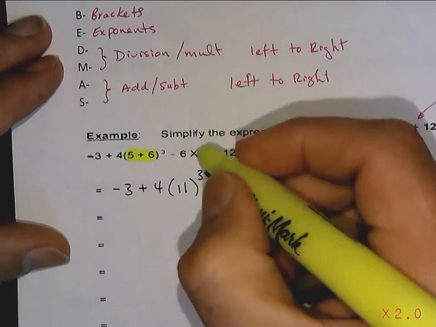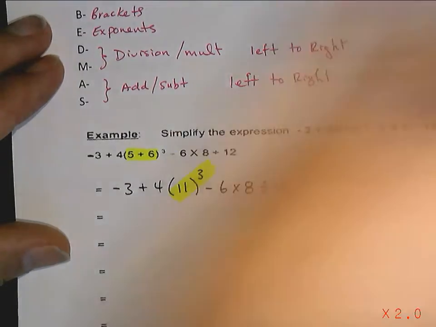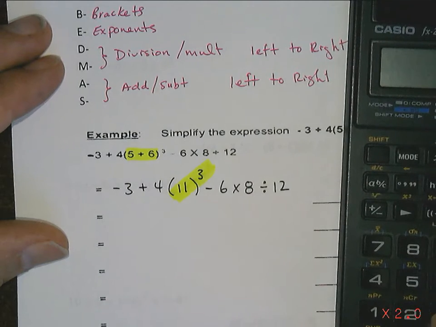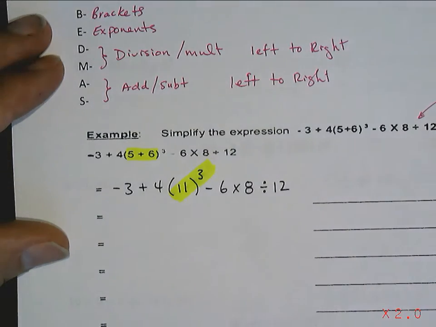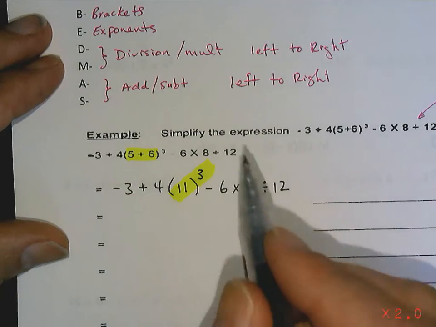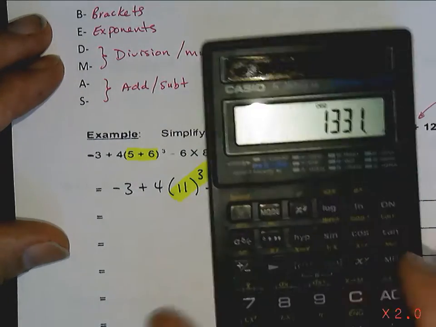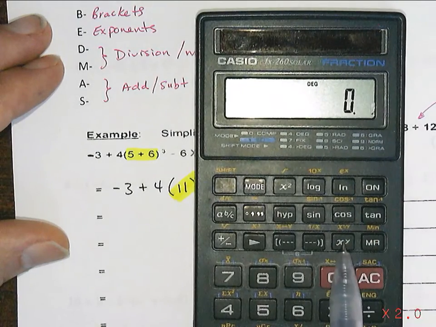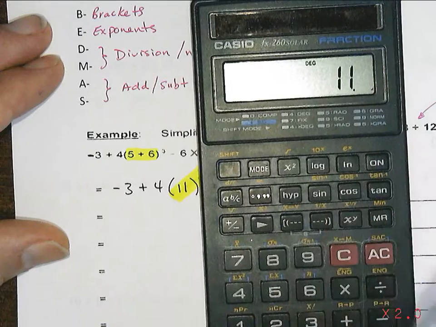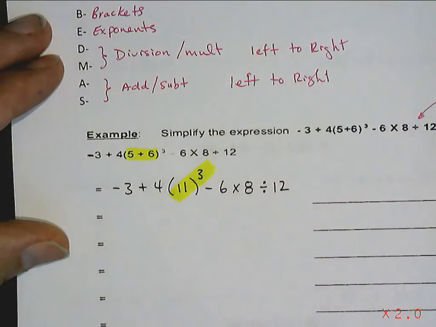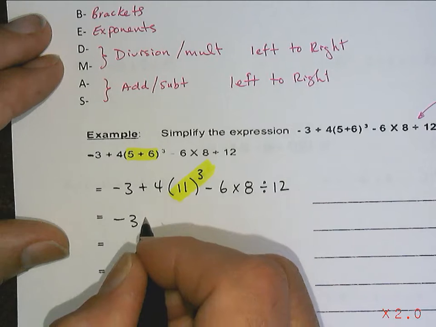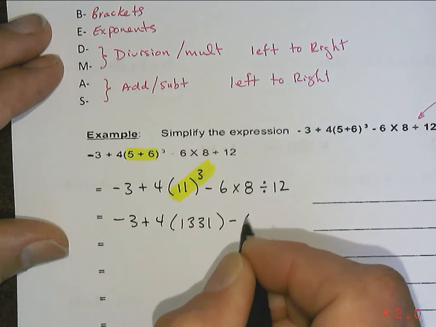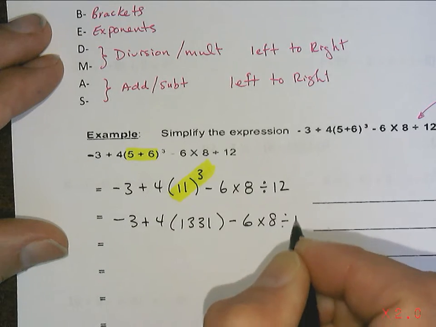The next step is to do the power, or we sometimes call it the exponent. So that's 11 times 11 times 11. That's 11 to the 3. I use this button on my calculator. It's my exponent or my power button. So I hit 11, I hit that button, I hit 3, and equals. So we come up with negative 3 plus 4 times 1331, minus 6 times 8 divided by 12.